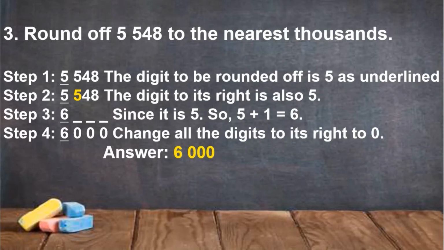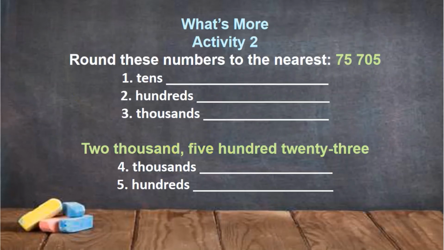Number 3. Round off 5,548 to the nearest thousands. The digit to be rounded off is 5 as underlined. The digit to its right is also 5. Since it is 5, 5 plus 1 is equal to 6. Lastly, change all the digits to its right to 0. The answer is 6,000.